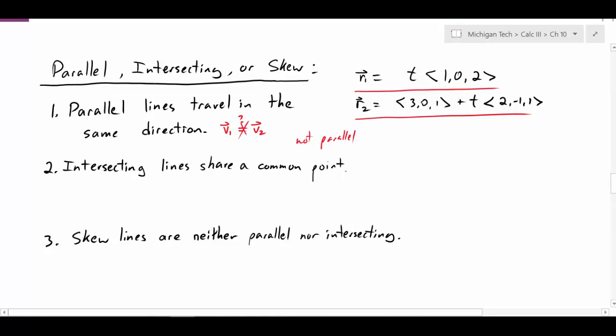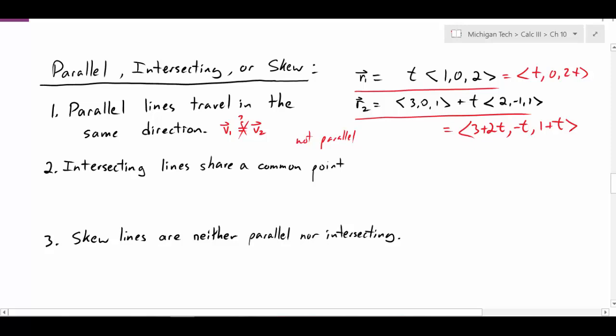Do these lines intersect? Well, intersecting lines share a common point. So that means they have to have the same x value, y value, and z value at some specific time. And so we might just try to compare their x components. We can distribute this t here, and think of this as t comma 0 to t. We can do the same thing for our other line, and this would be 3 plus 2t, and 0 minus t, and 1 plus t, like that.